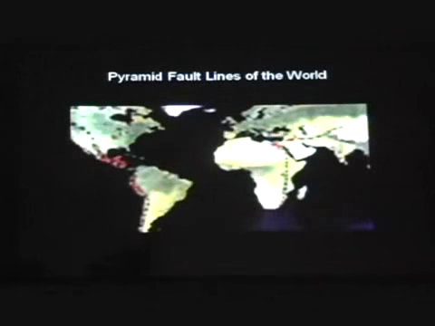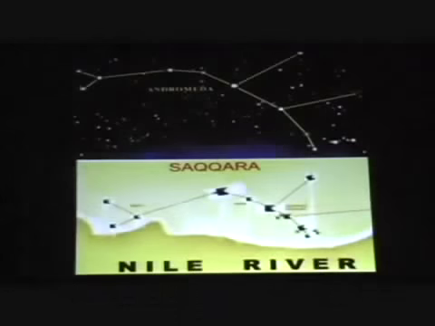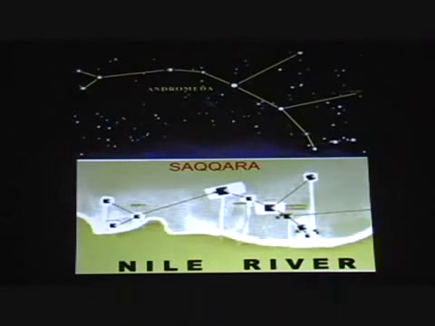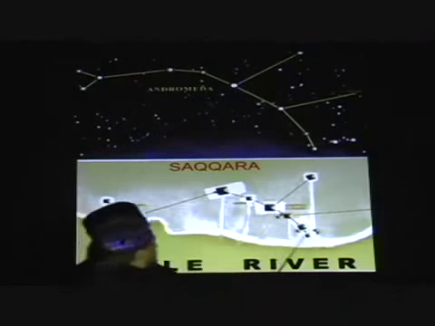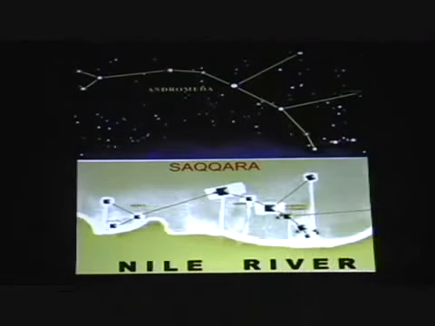Here are the pyramid fault lines we spoke about. All of them. Patterns, all along here. And look along the Yucatan Peninsula and look along here. Keep going. The reason why I want you to see this is because the pyramids of Saqqara are aligned to the star system Andromeda.